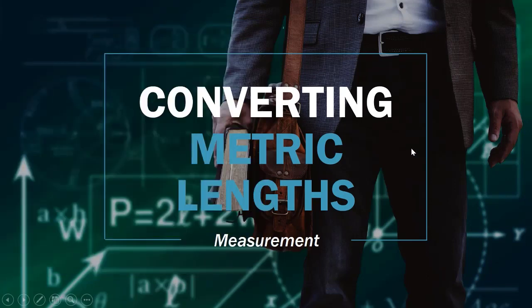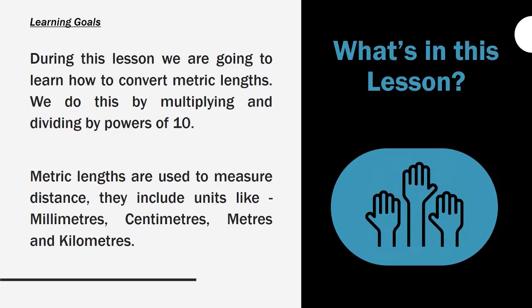So this is a topic of measurement. So that means the decimal stuff, while it is very much related to this topic, we're not doing decimals anymore. We're moving on to measurement. So in the next few lessons, you're going to be doing a lot of measurement sort of stuff. During this lesson, we're going to learn how to convert metric lengths. We do this by multiplying and dividing by powers of 10. So we've done that with decimals. That was one of the topics that we did with decimals, multiplying and dividing by powers of 10. That's the process that we will use in order to do our conversions.